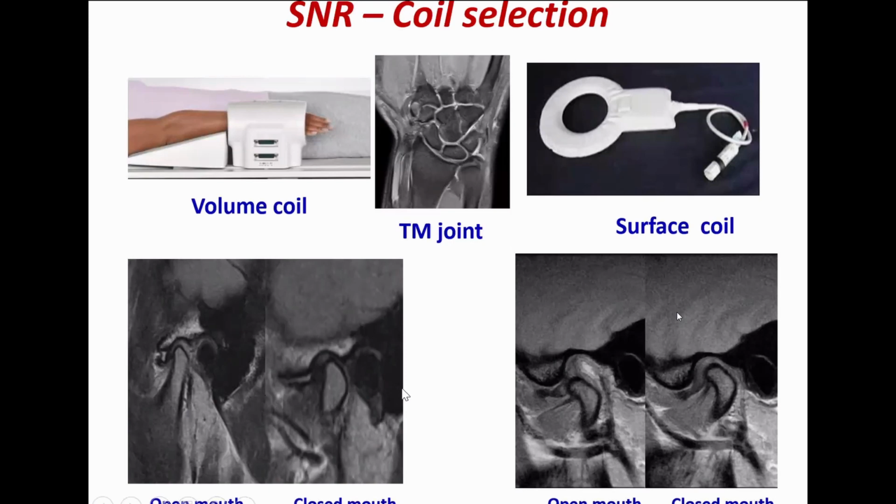And this is a temporomandibular joint, which was done in our institute with a head coil, that is a volume coil, in the open mouth and the closed mouth. But at the same time, when you look at this, it was done using loop coils and you get better images. So for your coil selection, wherever possible, go for surface coils, because the region to be imaged is in close proximity to the coil and obviously you get better signals, right?